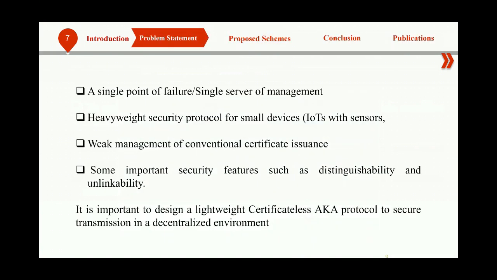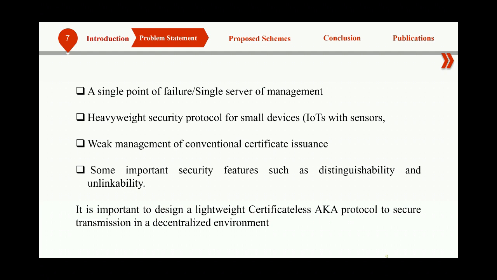The problem here is that we want to avoid a single point of failure, because we introduced the blockchain or decentralized system. We also want to create a lightweight security protocol for small devices, because Internet of Things and sensors are resource-constrained devices. We need a protocol that is going to run on small devices. That's why we want to compute a small, or lightweight, protocol for this kind of devices.